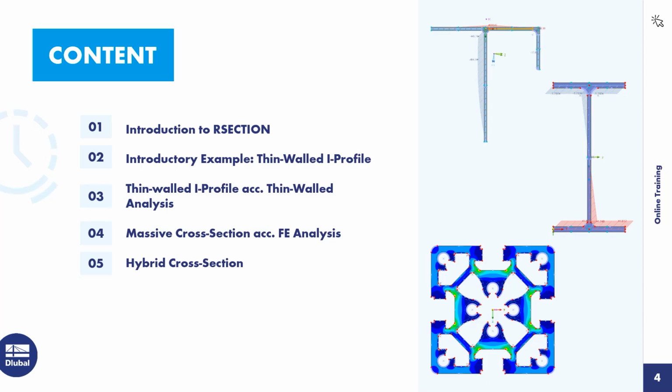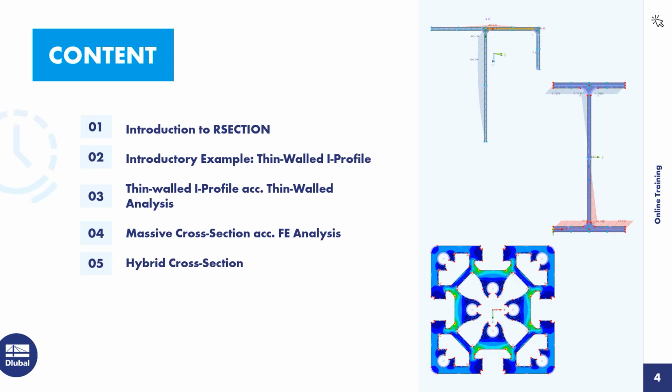I will first give you an introduction to the RSECTION program. Using several examples, I would like to show you the modeling options and design methods in the program. In the first example, a thin-walled I-profile is modeled with graphic functions. I will model this slowly so that you can enter this cross-section as well.